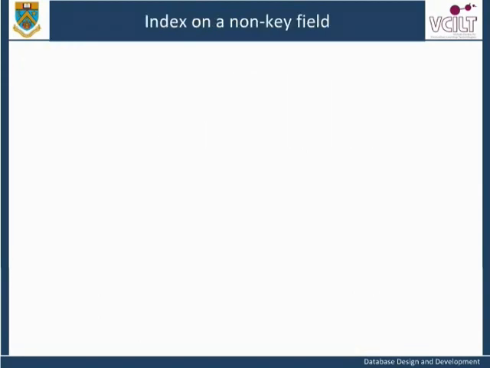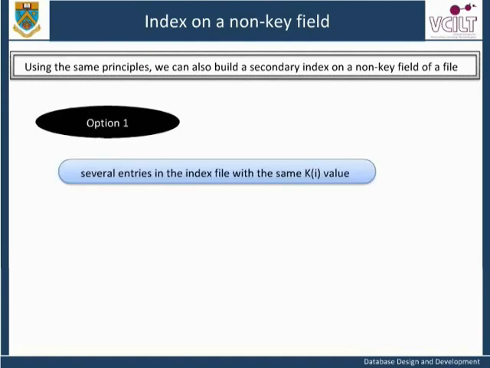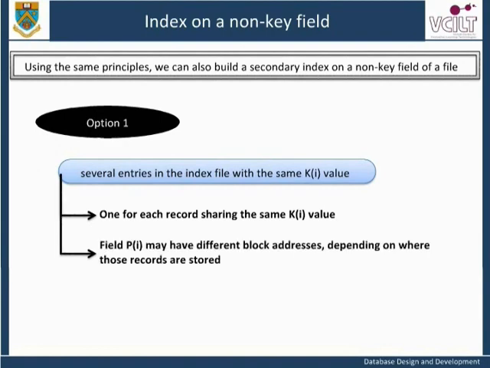Index on a non-key field. Using the same principles, we can also build a secondary index on a non-key field of a file. In this case, many data records can have the same value for the indexing field. There are several options for implementing such an index. Option 1: we can create several entries in the index file with the same K_i value, one for each record sharing the same K_i value. The other field P_i may have different block addresses, depending on where those records are stored. Such an index would be a dense index.